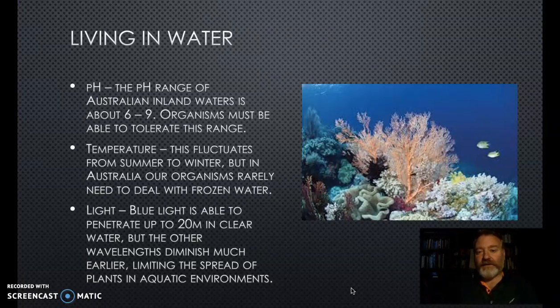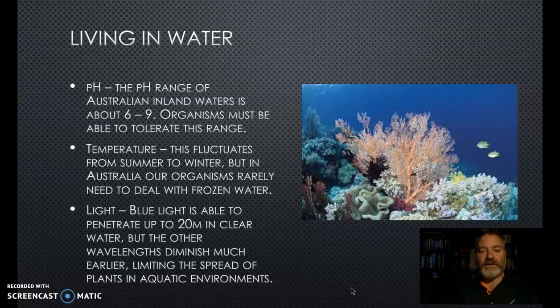Clearly, one is a lot of animals live in water, and water's a bit of a difficulty actually. So Australian inland waters range between 6 and 9 pH. So the organisms that live in there must tolerate that range, which is not bad. So we're talking about sort of mildly acidic to mildly alkaline. So it's a pretty reasonable pH range to have to deal with.